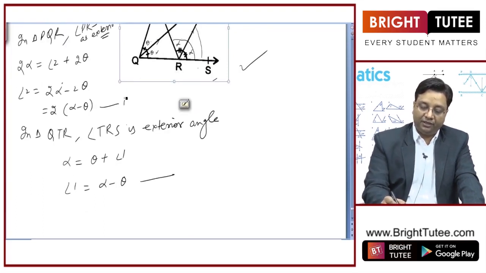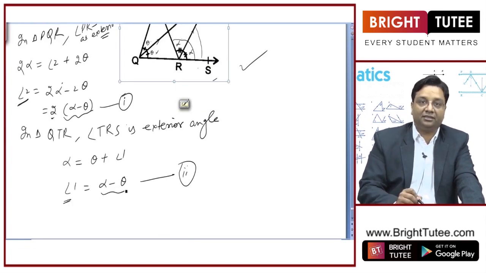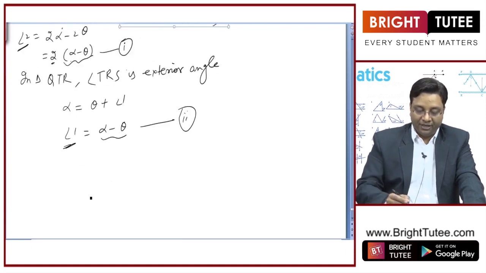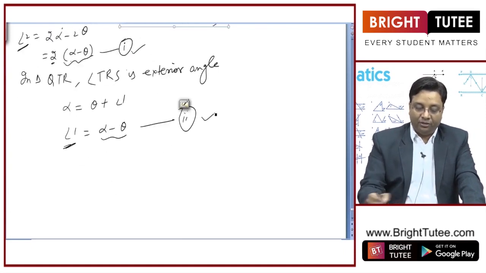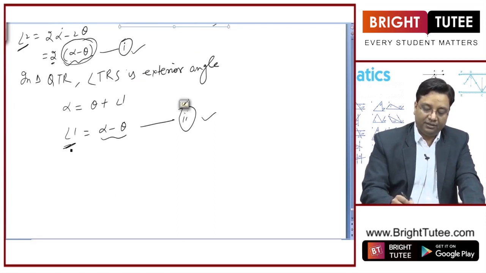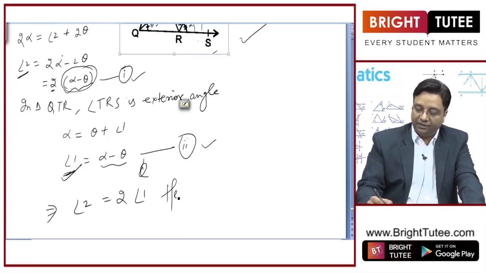Now if this is angle 1 and this is angle 2, you can clearly see that angle 2 is twice of alpha minus theta and angle 1 is alpha minus theta. By comparing 1 and 2, you can replace this by angle 1. So I can say angle 2 is equal to twice of angle 1, hence proved.